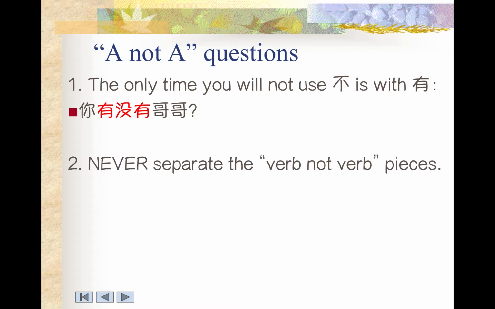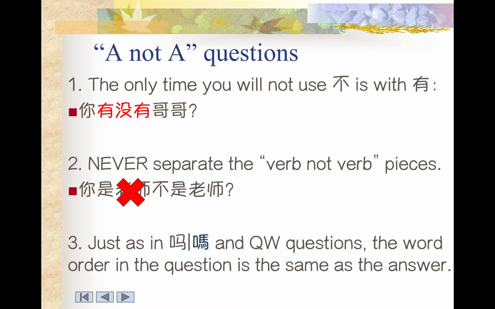Secondly, we will never ever separate the verb not verb pieces. So in this example, 你是老师不是老师? The problem is that 老师 is the object, and it is separating the 是不是. Just as in a ma or a question word question, the word order in the question is the same as the word order in the answer, except that you're either going to use 是 or 不是, 有 or 没有 in the answer.